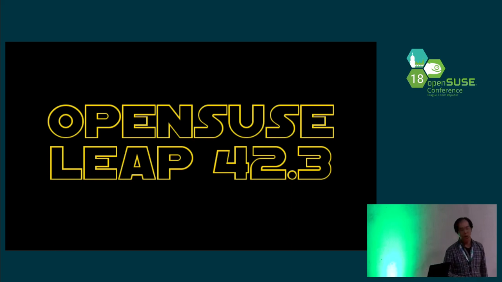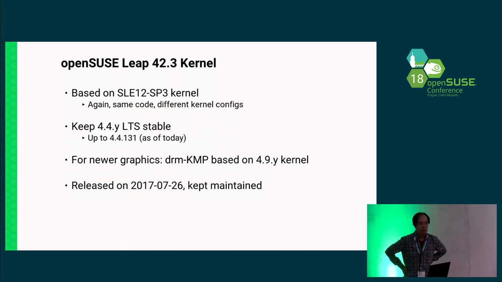So the history goes on. Then we get openSUSE Leap 40.3. Okay, this version is again based on SUSE Linux Enterprise 12 SP3. And again, this time the very same code as the SLE kernel, but different kernel configurations. And SP3 still keeps the 4.4 LTS kernel, although this release is, well, how many months later than SP2? Well, 1 year or so. So that means this is a little bit old.